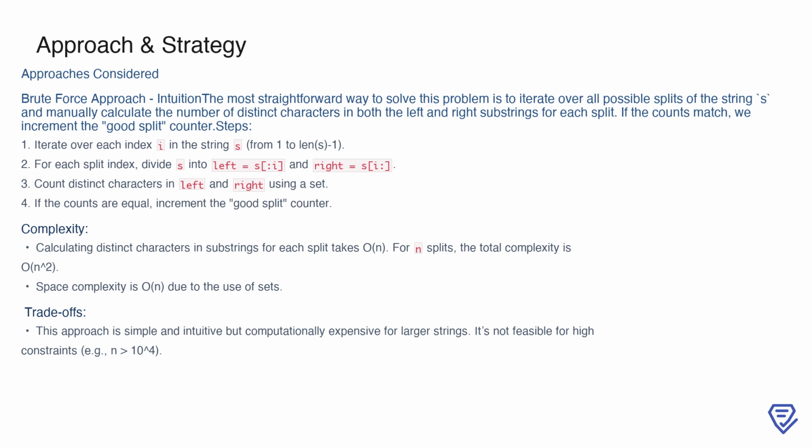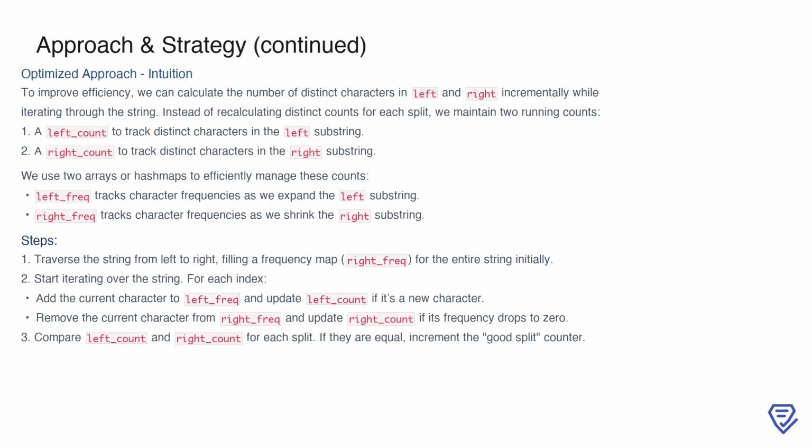Calculating distinct characters for each split takes O(n), and since there are n possible splits, the total time complexity becomes O(n squared). This makes the brute force approach impractical for larger strings with high constraints, such as when n exceeds 10,000. The simplicity of this method is offset by its lack of scalability, which creates the need for a more efficient solution.